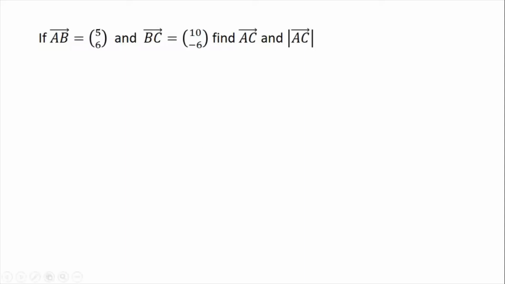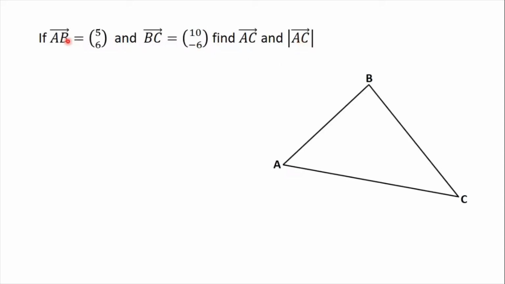If vector AB has the components 5, 6, and vector BC has the components 10, -6, find vector AC and the magnitude of vector AC. So the 3 points in question here are A, B, and C. So I'll use those 3 points to draw a diagram here. Point A, point B, point C. Join A to B, B to C, then A to C to get this triangle. The question says we should find vector AC, which means that is our resultant vector. So on this diagram, I'm going to indicate vector AC as the resultant vector.